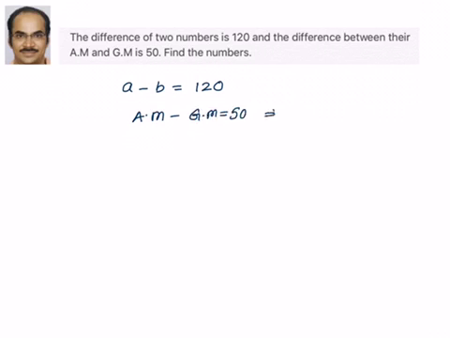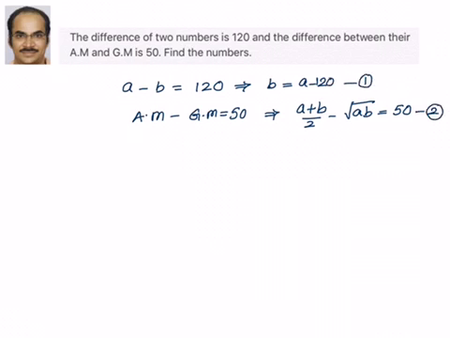50. So can I write down A.M is A plus B by 2 minus G.M is square root of AB is equal to 50. But what we want is the numbers, so we try to convert this into one variable. So I will leverage from the A minus B equal to 120, that B equal to A minus 120. That is my equation 1 and this is my equation 2. So get the value of B from 1 and substitute in number 2.